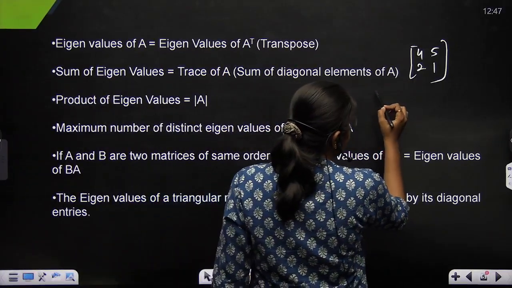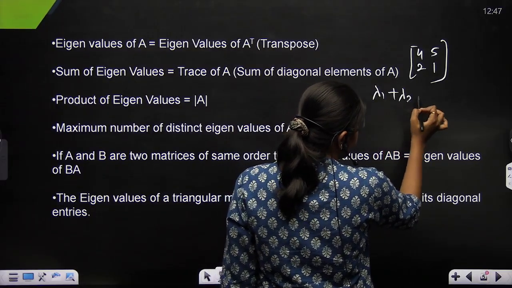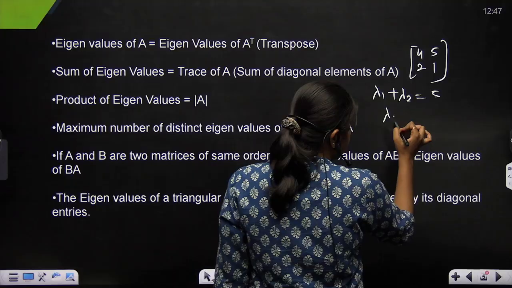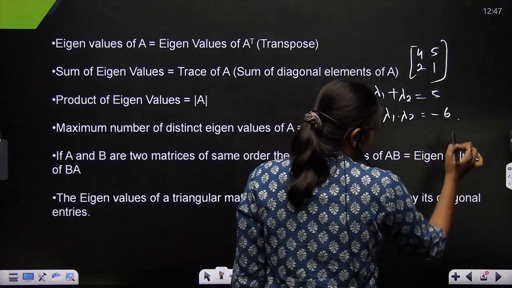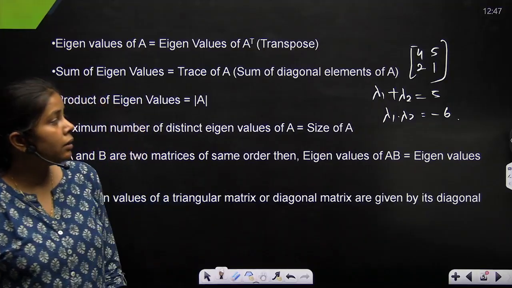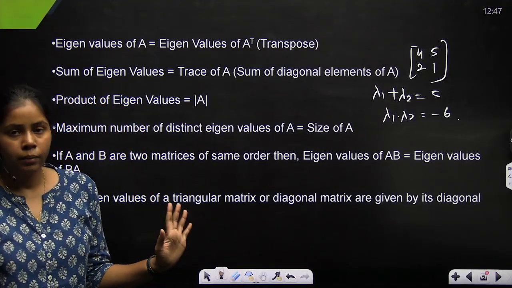I'll say sum of eigenvalues. It has two eigenvalues, lambda 1 plus lambda 2, that would be 5, and lambda 1 into lambda 2, that would be 4 minus 10, that would be minus 6. Now I want eigenvalues in such a way that the sum would be 5 and the product would be minus 6.